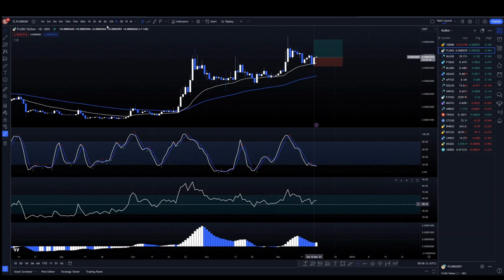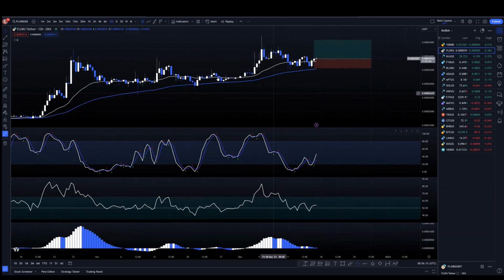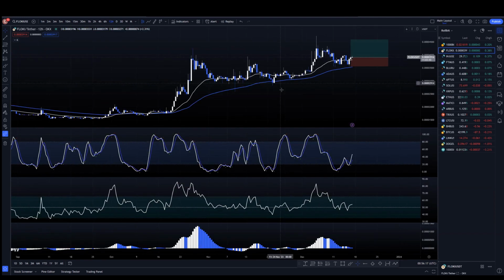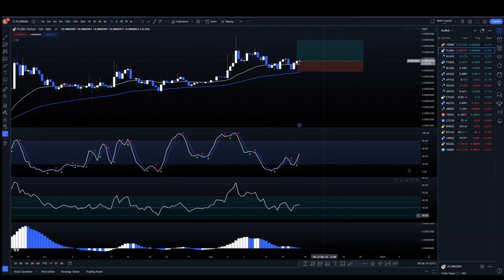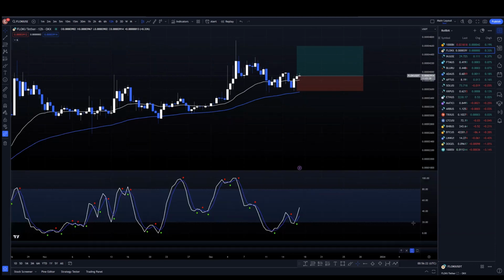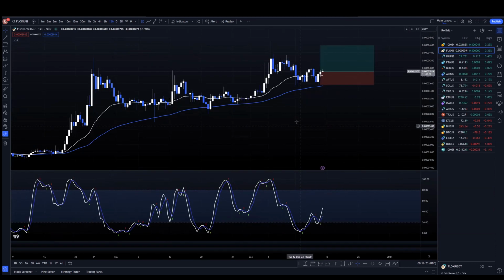So far, so good. And then on the 12-hour is when I actually took this trade. And I entered based on the stochastics. So we'll minimize the other stuff for now and just focus.